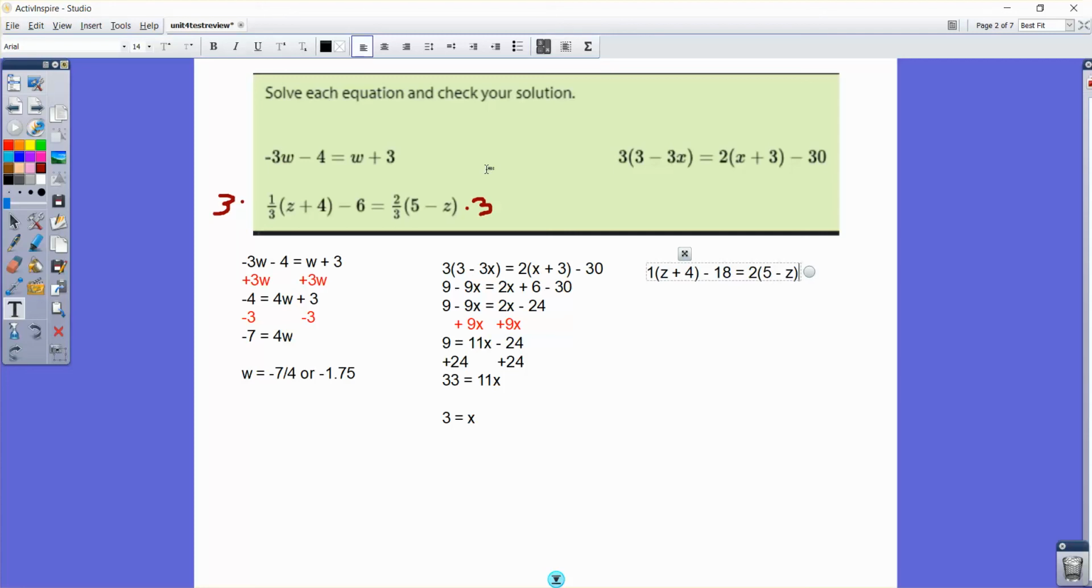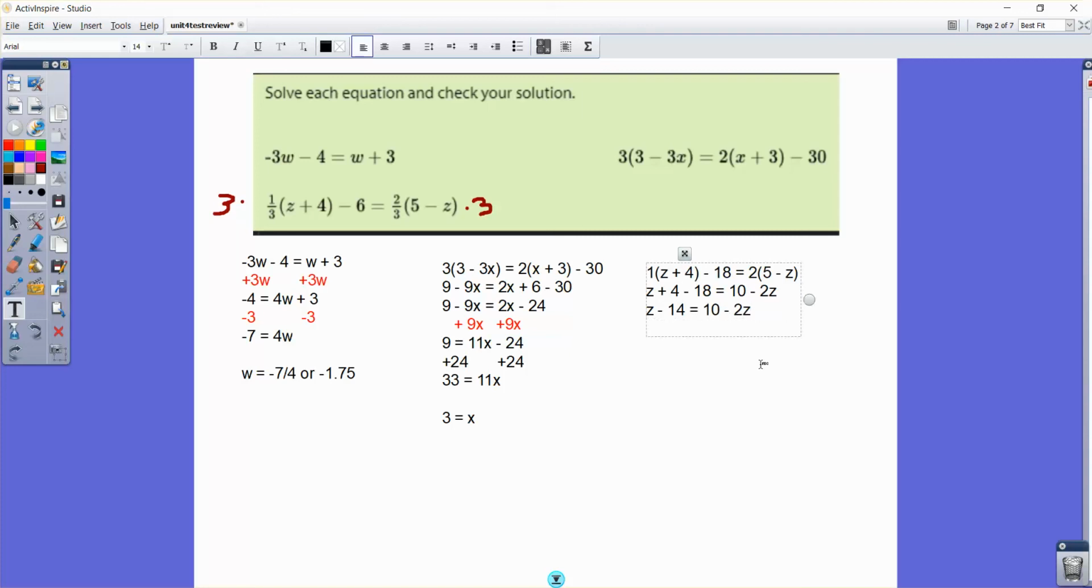All right, so we did the clearing of the fractions. Now let's distribute. Well, 1 times that is just z plus 4, so we don't have to worry about that. Minus 18 equals 2 times 5 is 10, minus 2 times z is 2z. And then on the left side, we also have an additional combination, the 4 and the negative 18. That's going to be z minus 14 equals 10 minus 2z.